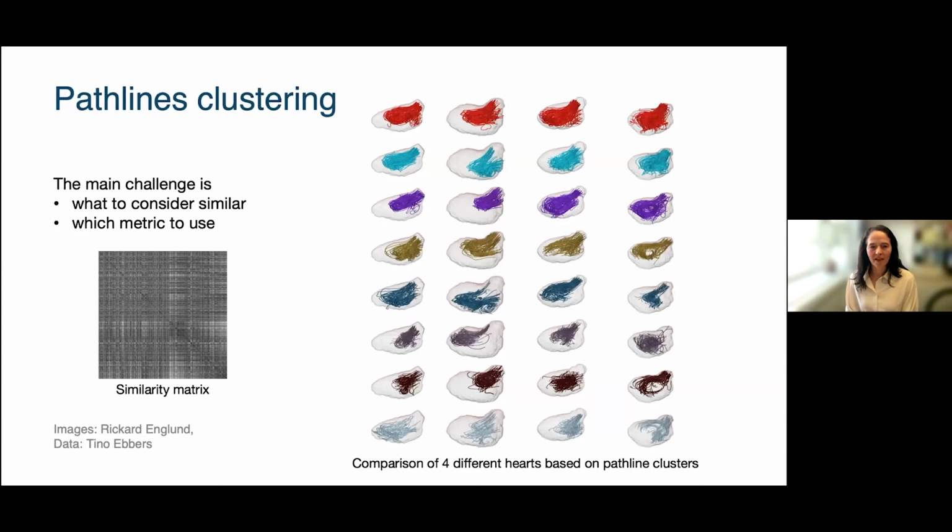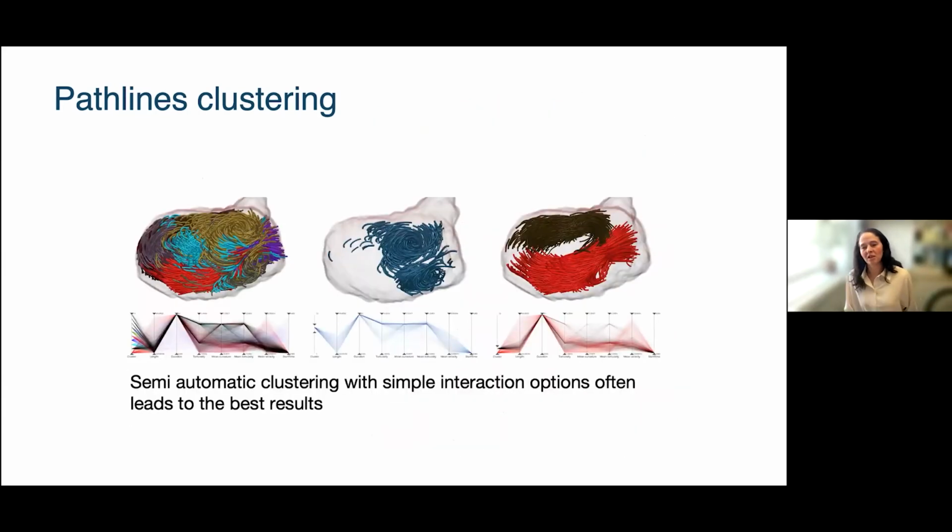So in our applications, our observation was that in any case, when we had an automatic method, we needed some adjustment later on. And we got the best results when we were combining an interactive method, like here using, for example, parallel coordinates for filtering, and a clustering approach.